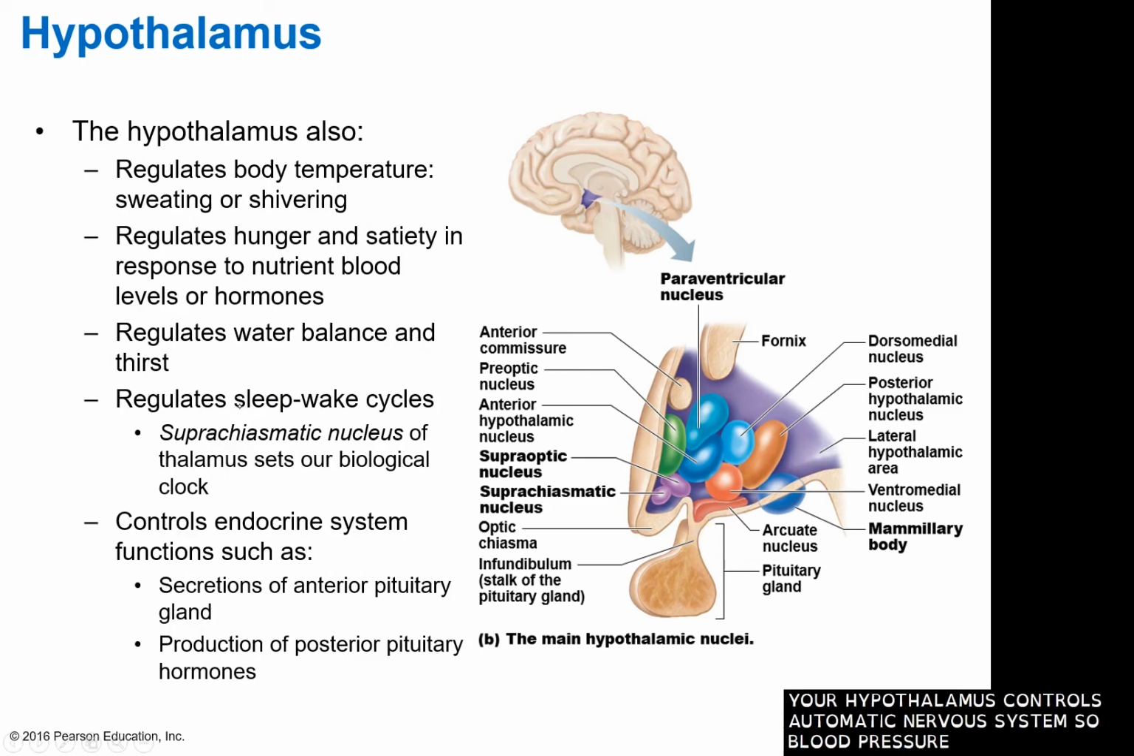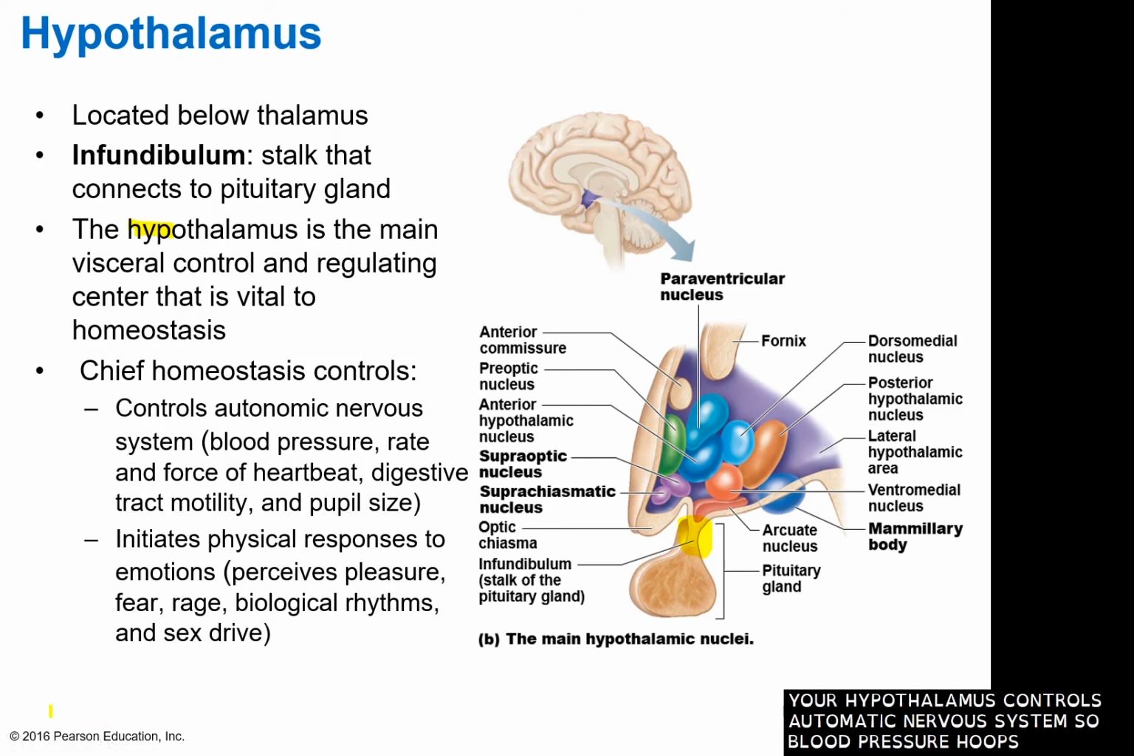So blood pressure, rate and force of heartbeat, digestive tract motility, parasympathetic and sympathetic responses in your immune system. And this also initiates physical responses and emotions, so it perceives pleasure, fear, rage, biological rhythms, and sex drive. An important part of that sex drive part is the connection to the pituitary gland, where important hormones like FSH and LH are released for estrogen and testosterone production.